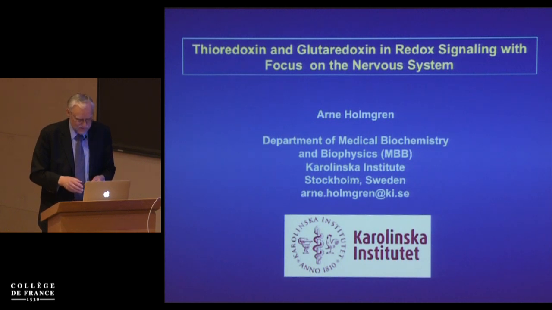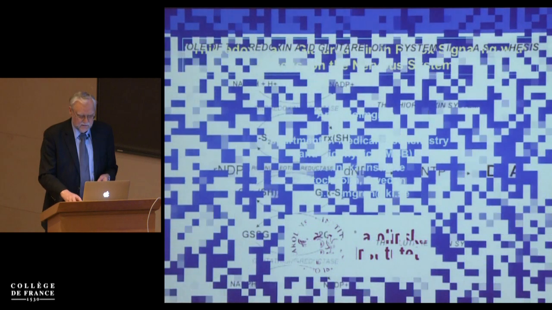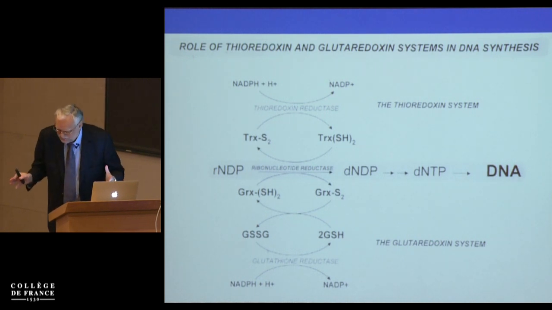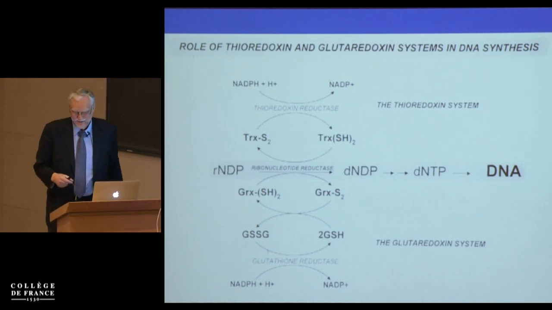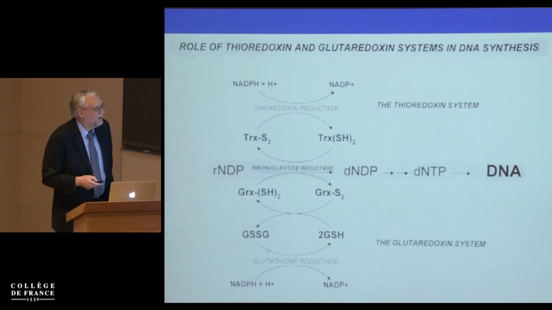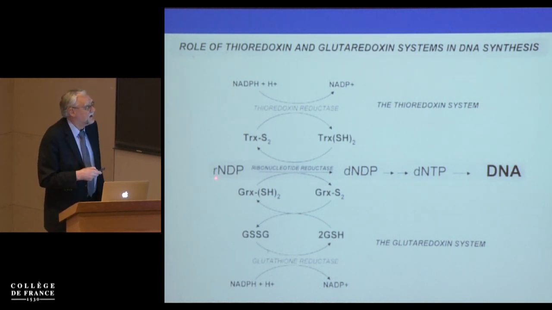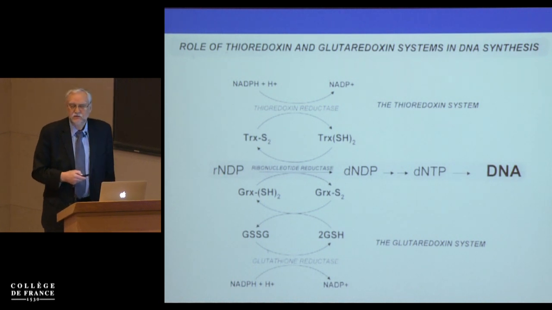I would like to give you some ideas about thiol redox control and redox signaling, and I will focus on the brain. The Thioredoxin and Glutaredoxin systems, I'm sorry I don't speak French, my French is rusty, to say the least, were discovered in connection with ribonucleotide reductase. Ribonucleotide reductase is the enzyme in all cells which makes the deoxyribonucleotides required for DNA replication and DNA repair.